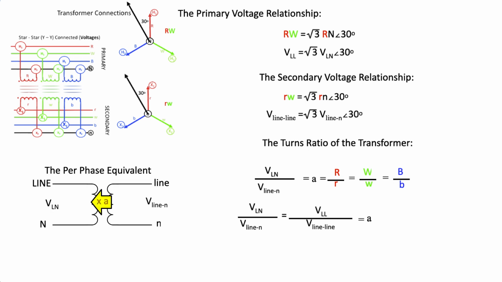We would be using the line to neutral voltages both for the primary and secondary, and if we were to convert the secondary line to neutral voltage to the primary line to neutral voltage, we would have to multiply by the turns ratio, which is designated as A here. And if there was current flowing in this single phase equivalent, then the ratios of the line currents would be the inverse of the turns ratio. In other words, if we wanted to calculate the secondary line current, we'd have to multiply by the turns ratio.